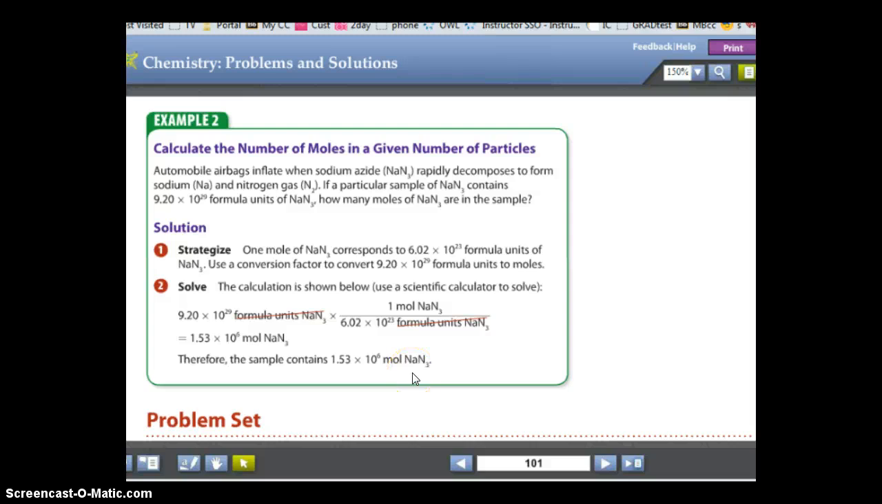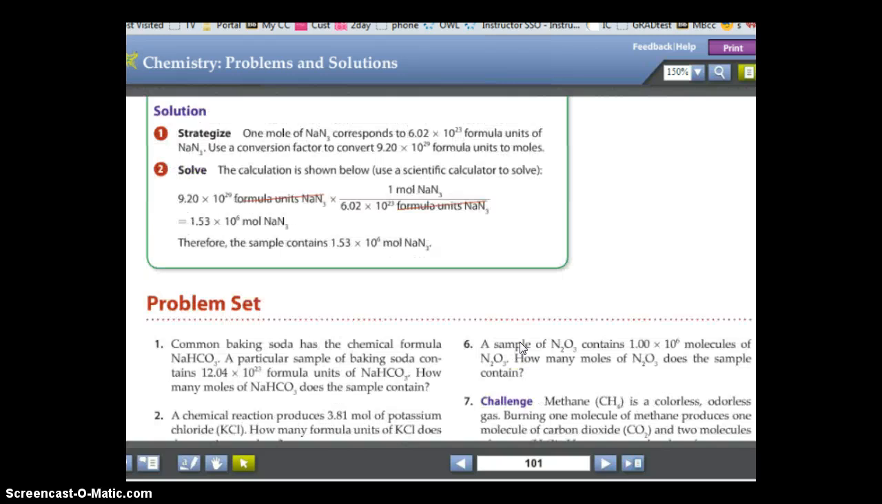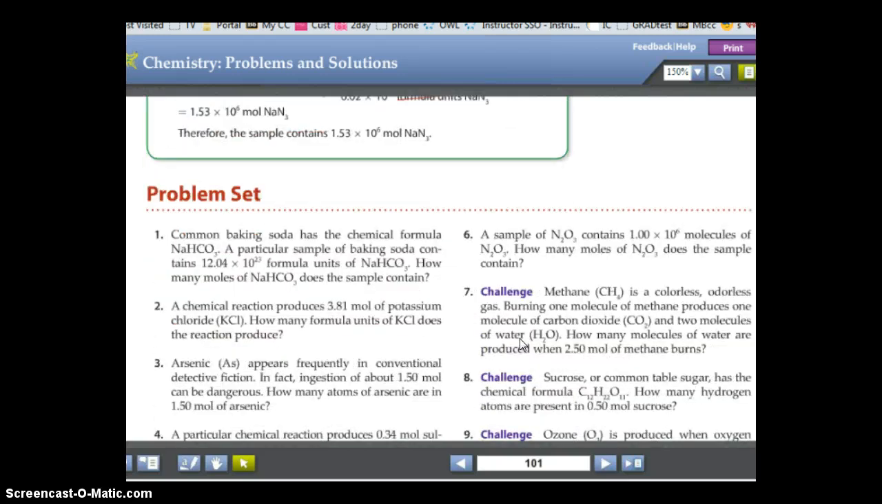Now, if you are not quite sure what that looks like, that 6 means that you need to move your decimal place to the right 6 times. And so in your calculator, chances are it will just look like 1,530,000. All right, so now for this one, you need to be doing questions 1, 2, and 3.